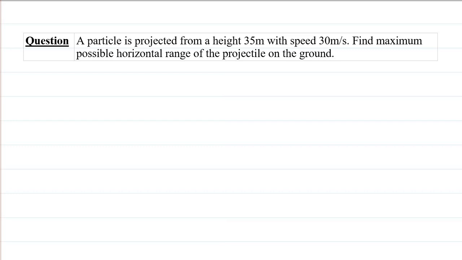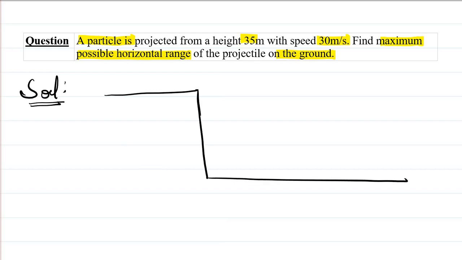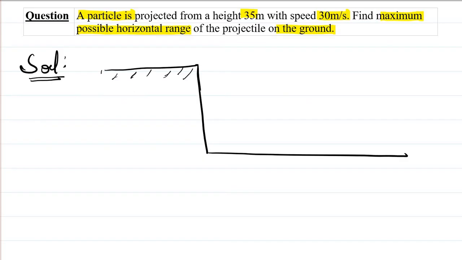So in this question we have a particle which is projected from a height of 35 meter with speed of 30 meter per second. We just have to find the maximum possible horizontal range of the projectile on the ground. So we have already developed such a concept. So let us try to solve this question. We have a surface which must be at some height from ground. So that surface, as given in the question, is at a height of 35 meters from the ground. So this height is 35 meters.